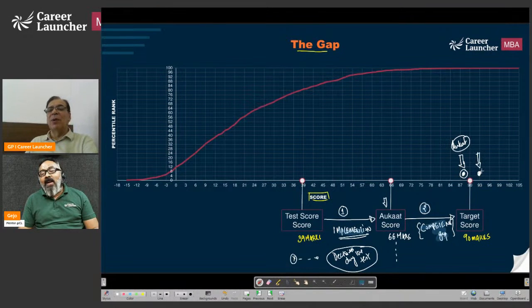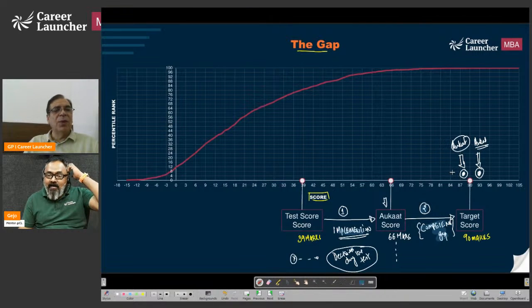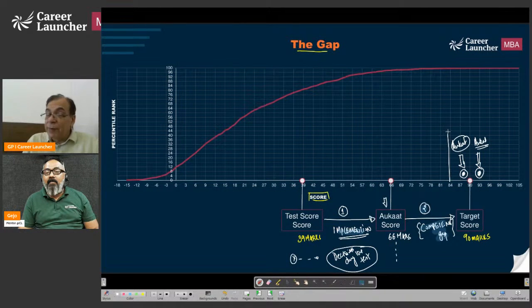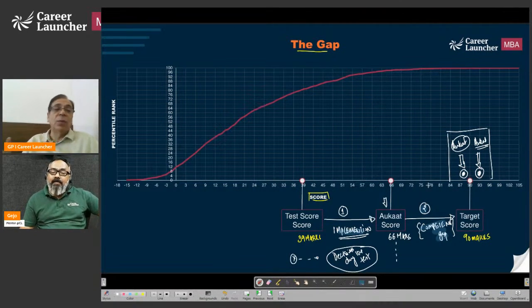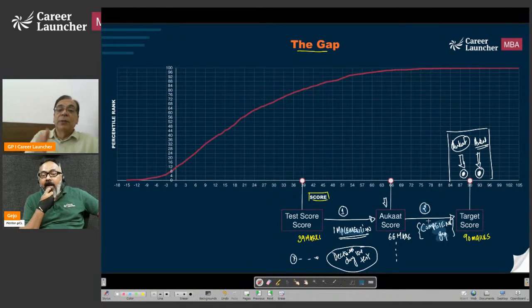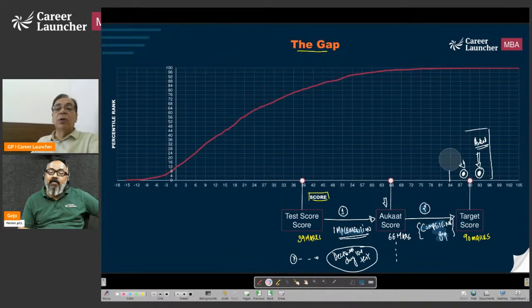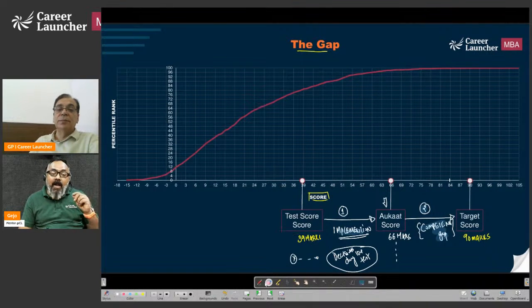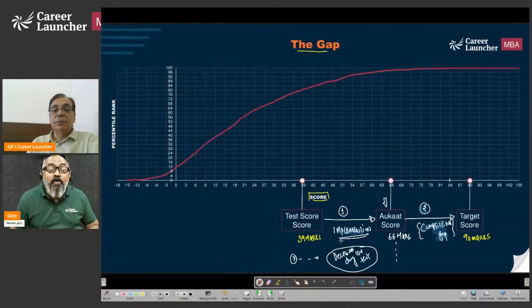ठीक है? So ultimately कहानी कहाँ है? What you are saying, the basic story is that there is one execution gap, that in the paper you messed up the process, hence you had a gap, which is what we call implementation or execution gap. Second is you don't have sufficient knowledge. That is the competence gap. So औकात score से target score जाने के लिए तुम्हें भैया knowledge चाहिए. But from test score to औकात score, it is something which you could have easily got had you followed the correct process.